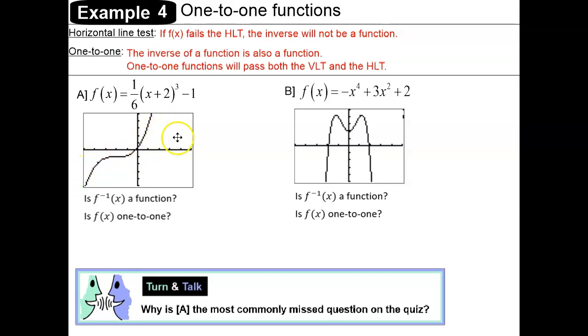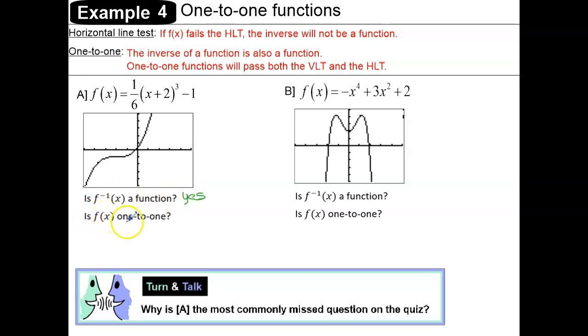But I know that if I were to put in a value for x, I'd always get out a different y value. So that means that it's a very shallow slope here, but these are all different x and y coordinates in through here. So it does pass the vertical and the horizontal line test, and so f inverse of x is a function. Okay, so that's a yes because it passes the horizontal line test.